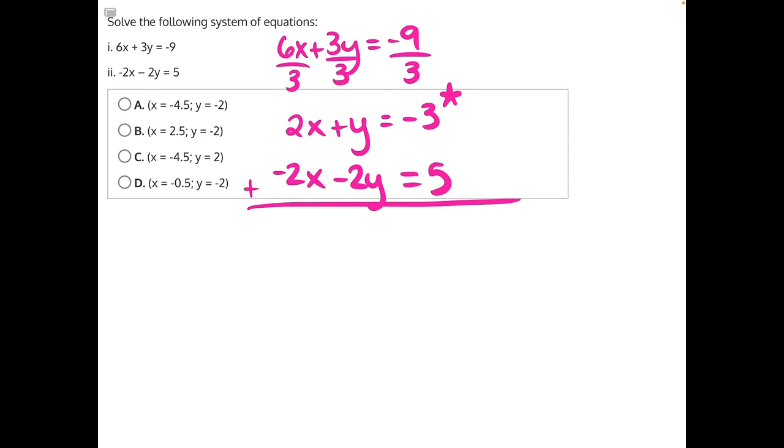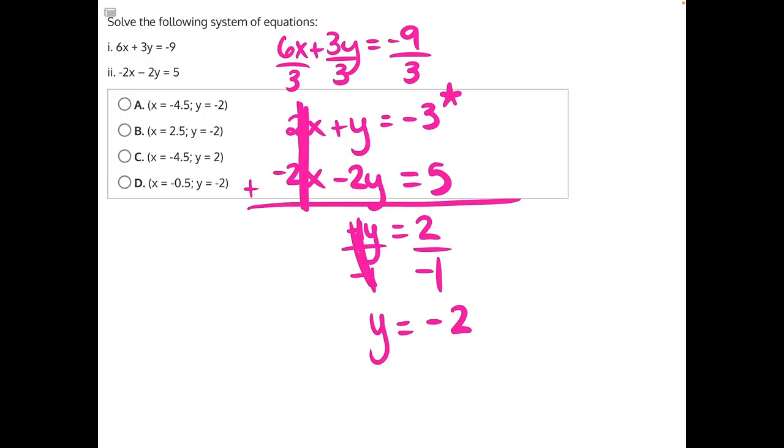When we combine these two equations, these will cancel. We'll have y plus negative 2y, which will give us a negative y, equals negative 3 plus 5, which will give us 2. Then we just need to divide both sides by negative 1 to get rid of that sign. These will cancel, giving us y is equal to negative 2. If we look at our answer choices, that only lets us eliminate answer choice C for having a positive 2.